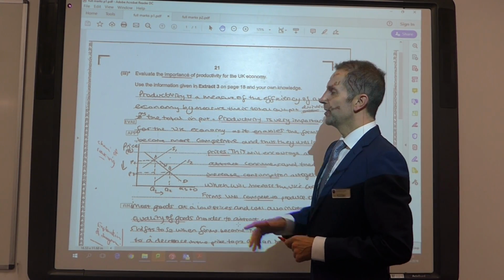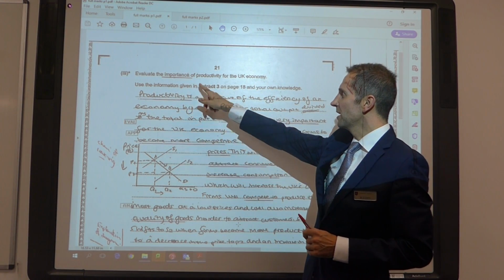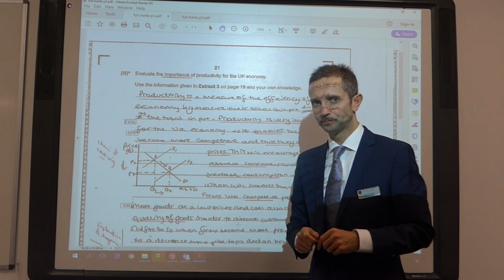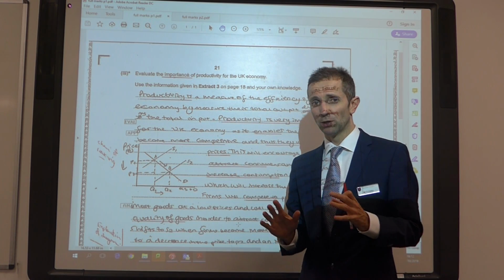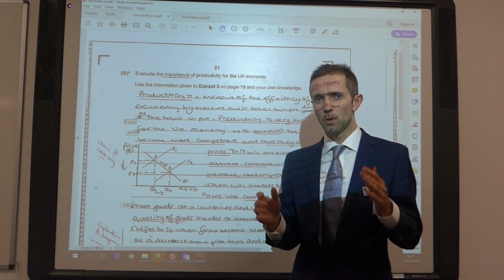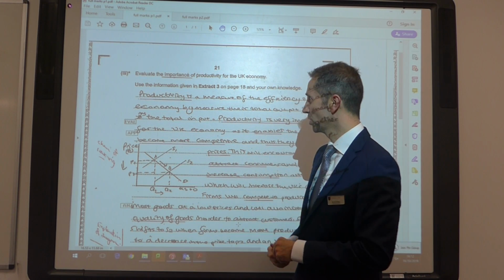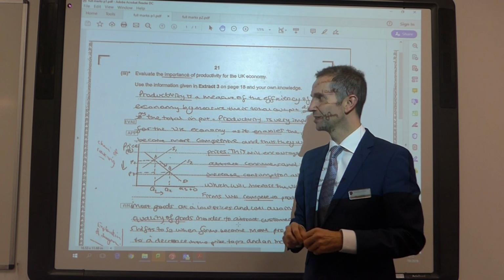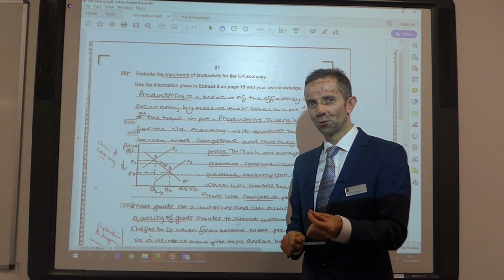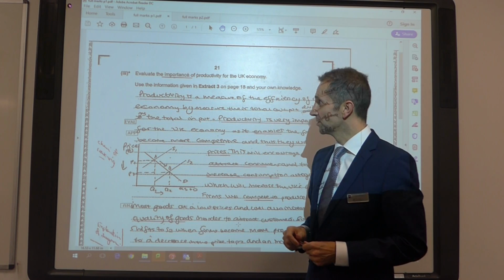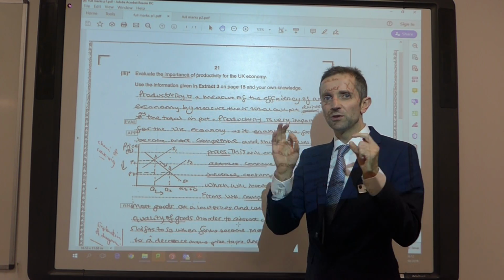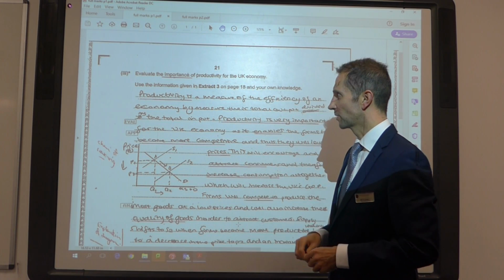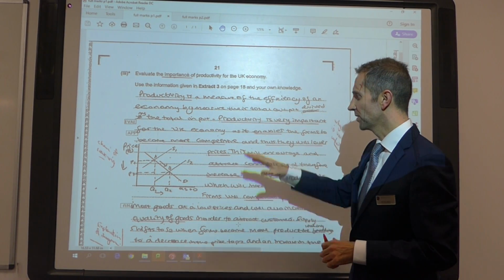The question is, as you can see, evaluate the importance of productivity for the UK economy. And the key word here will obviously be evaluate, so now we know we've got to do a two-sided discussion. The importance of, very important for actually starting your answer and concluding your answer as well. And then productivity for the UK economy, not for workers, not for consumers, but for the UK economy. Okay, so let's look at this candidate's answer.